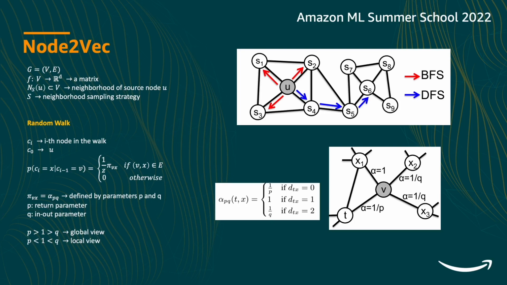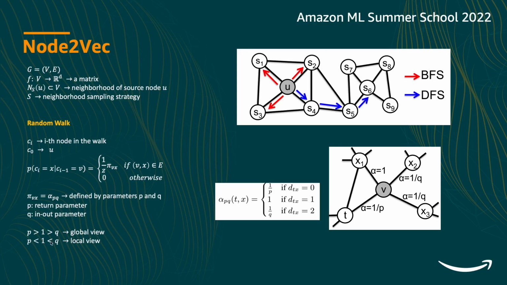And to get this intuition, if we pick the value of P greater than the value of Q, then the value of 1 over P will be lesser than 1 over Q, and then the probability of jumping to distant nodes will be higher. So this will encourage the random walk to take a global view.